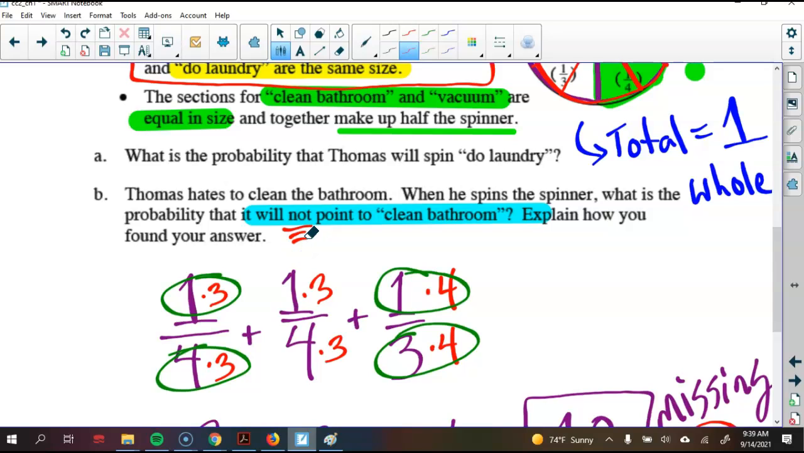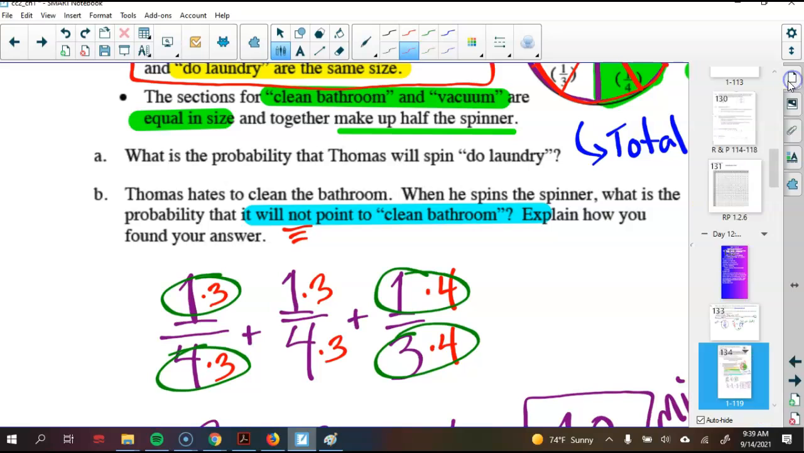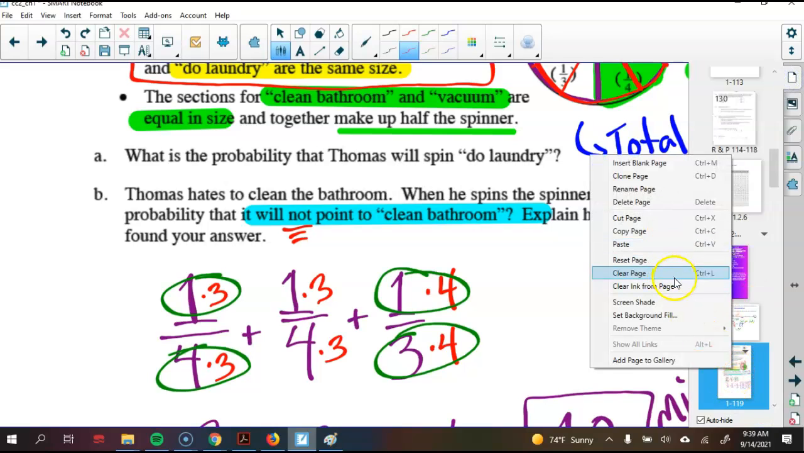I want to calculate my probability of not doing something. Like, what's my probability of not doing the chore I hate? Thomas hates cleaning the bathroom. So actually, I'm going to copy this page real quick. Talk with your group real quick, because I don't know if we had time to solve this. How could we figure out the probability of not doing something?